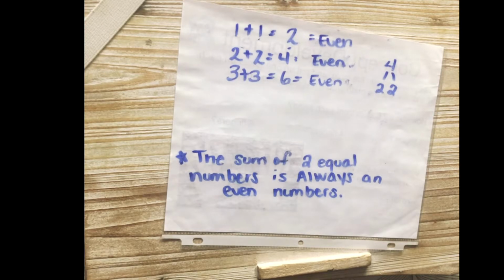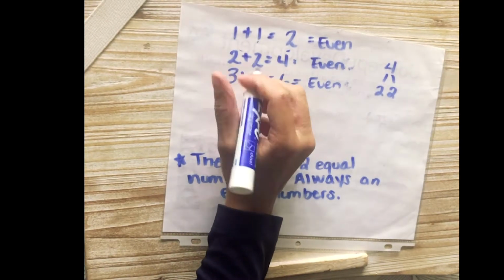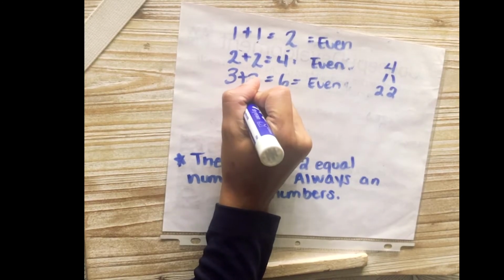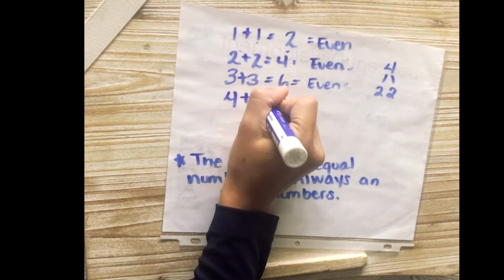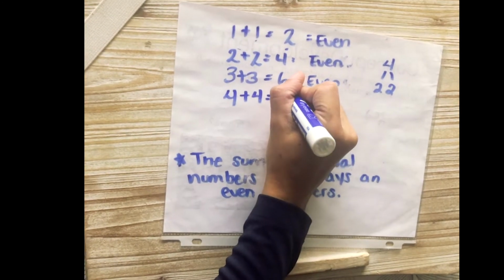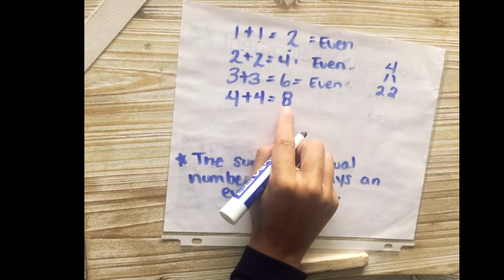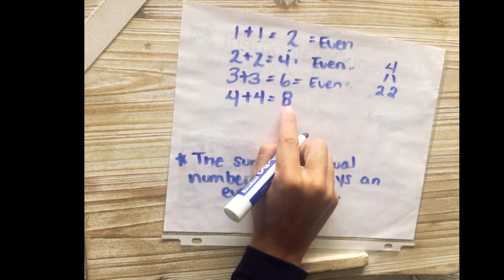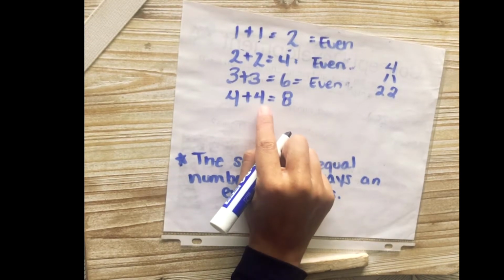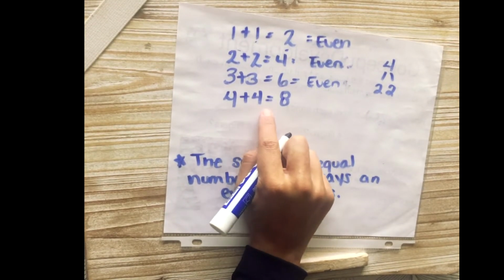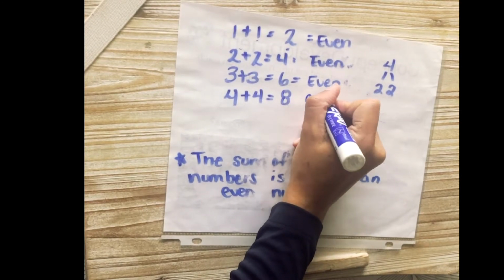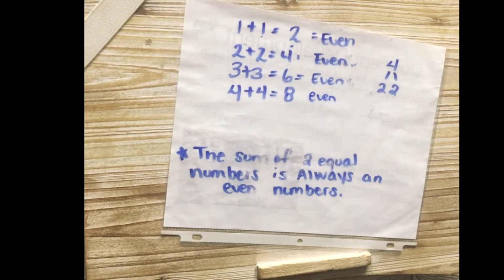If you said 4 plus 4, then you are absolutely correct. So I can represent that by writing 4 plus 4 is equal to 8. And 8 is an even number because, again, I can break up 8 into 2 equal groups of 4. So 8 is an even number.